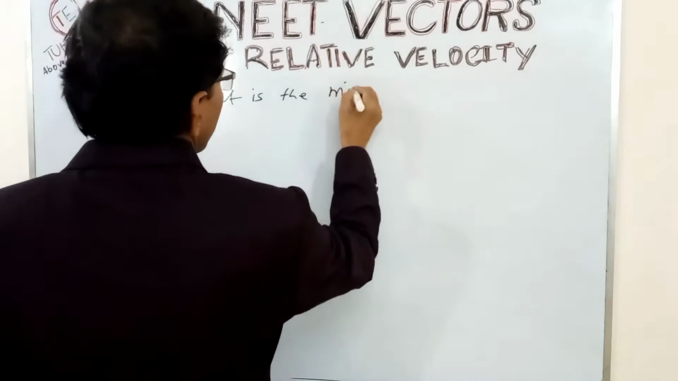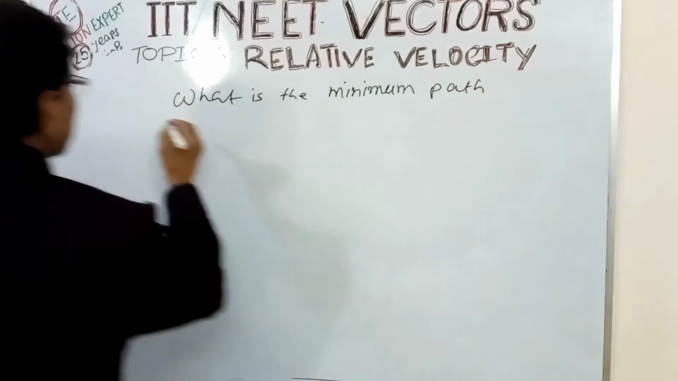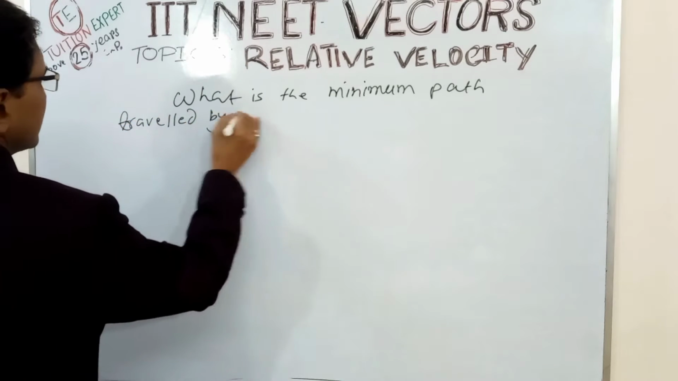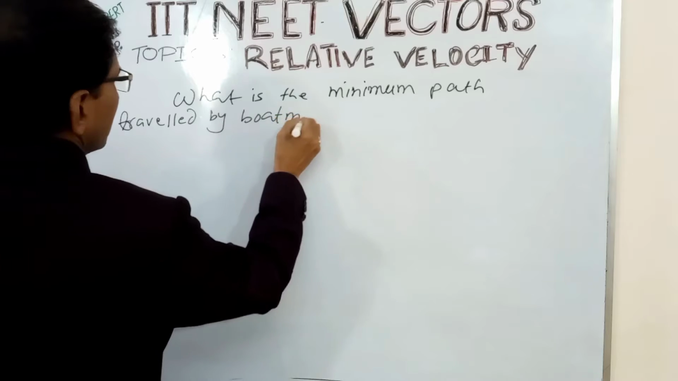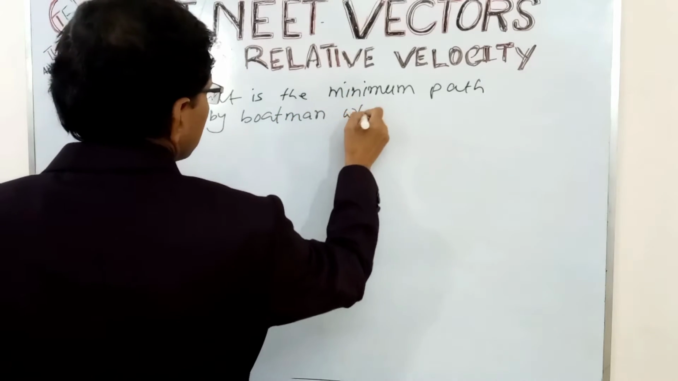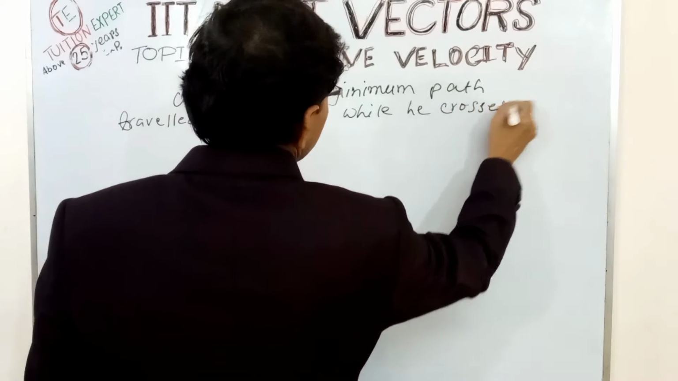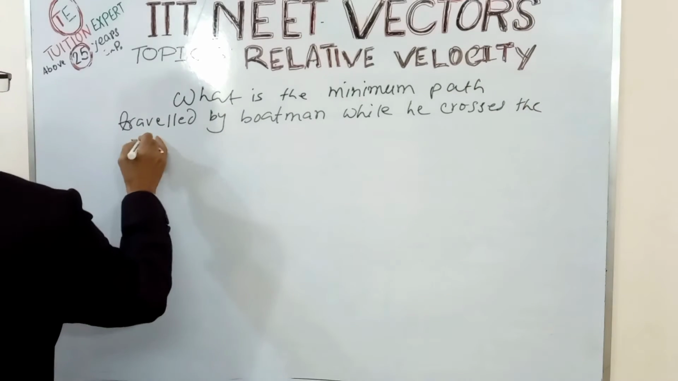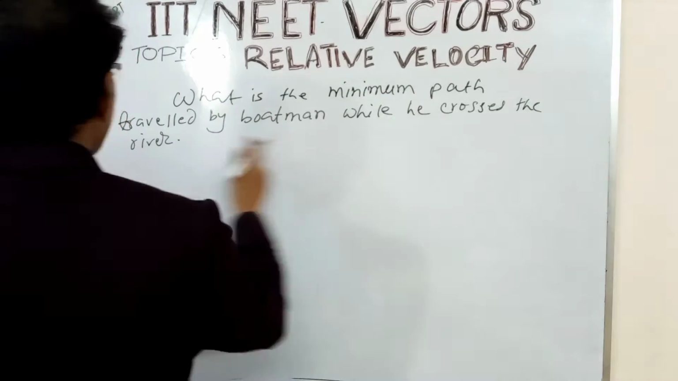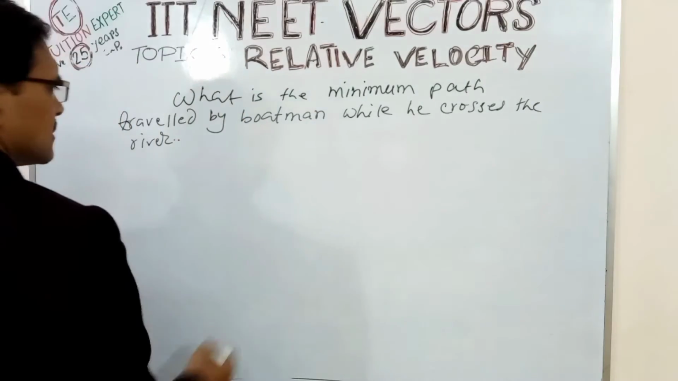Minimum path traveled by boatman while he crosses the river. The topic is: what is the minimum path traveled by boatman while he crosses the river. Okay.